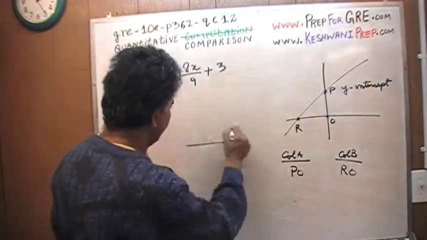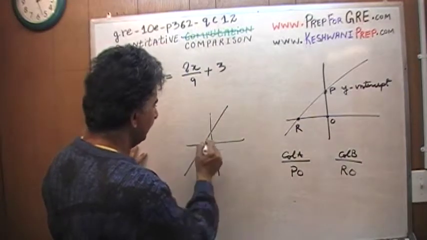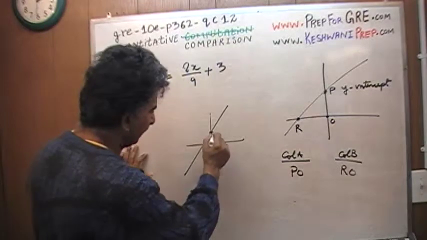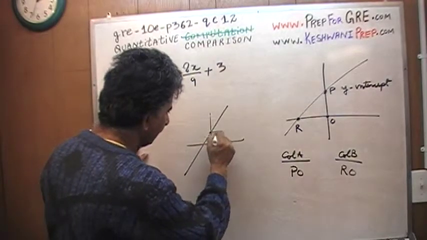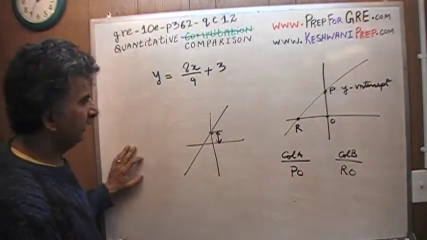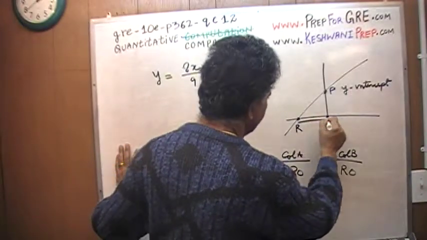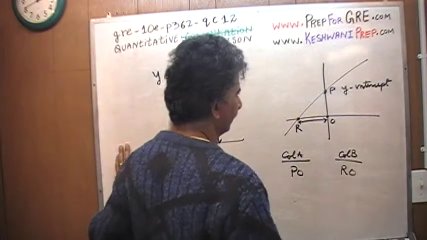See, here's our graph, and this is our line. At this point, the line intersects the y-axis. This distance is called the y-intercept. Similarly, this distance from R to O is called the x-intercept.